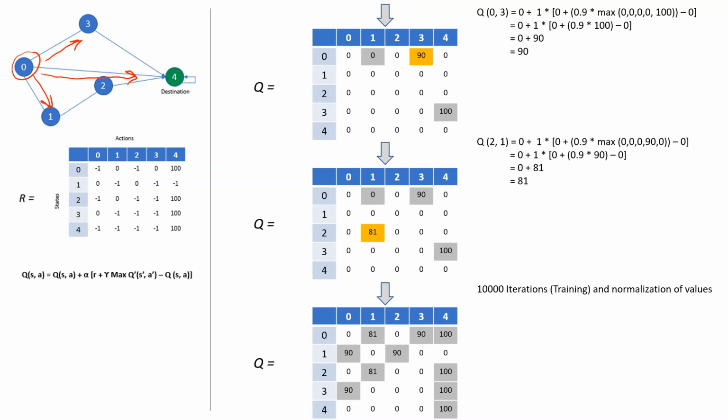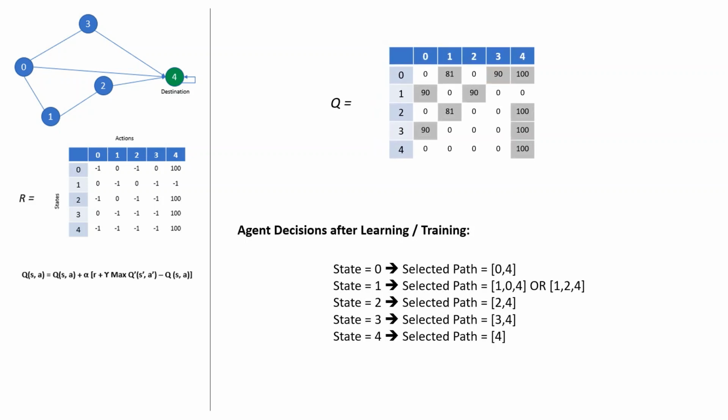Now we have trained our program enough. Now let's see how the program will take the decisions. So based on the final Q matrix, if our state is 0, which is here, then the selected path will be 0 to 4, right? Even if we check the Q matrix, if we say we are somewhere here, then the highest value is this. Means the highest reward is to go to node 4.